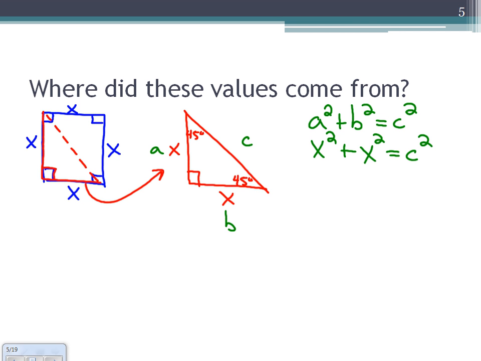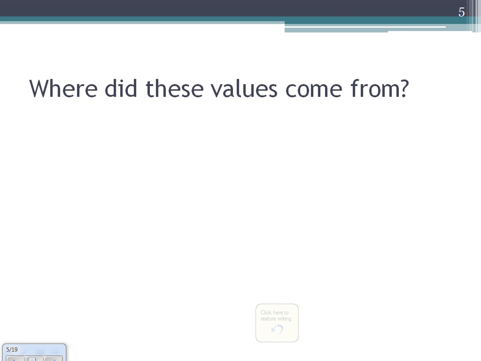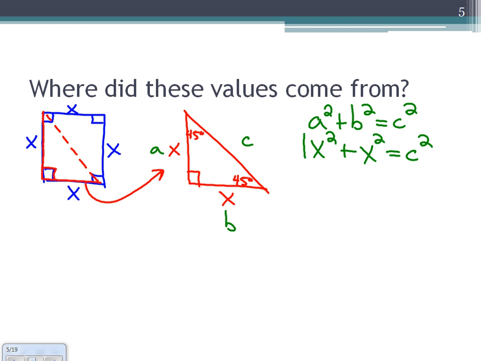Now, x squared plus x squared gives you, you have 1x squared plus 1x squared gives you what, Brian? 2x squared, very good, equals C squared. Now, I don't want C squared. I want to know what C equals. So, Javier, how do I get rid of the C squared? What's the inverse of a square? Thank you. So I take the square root of both sides.